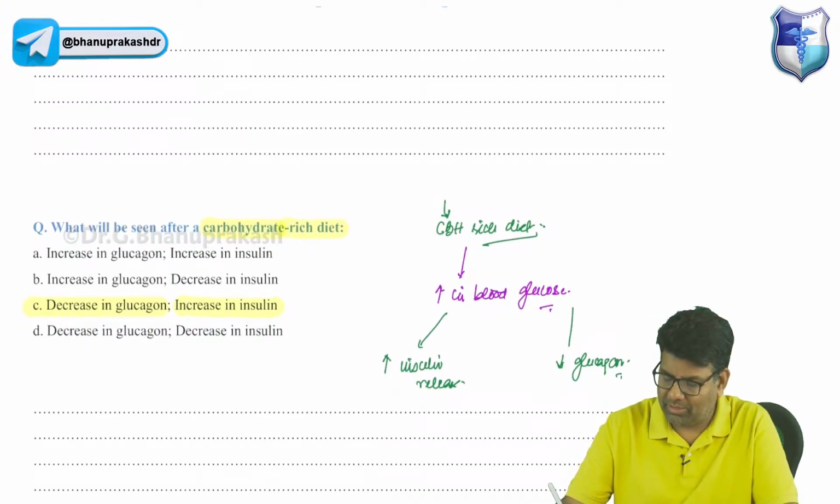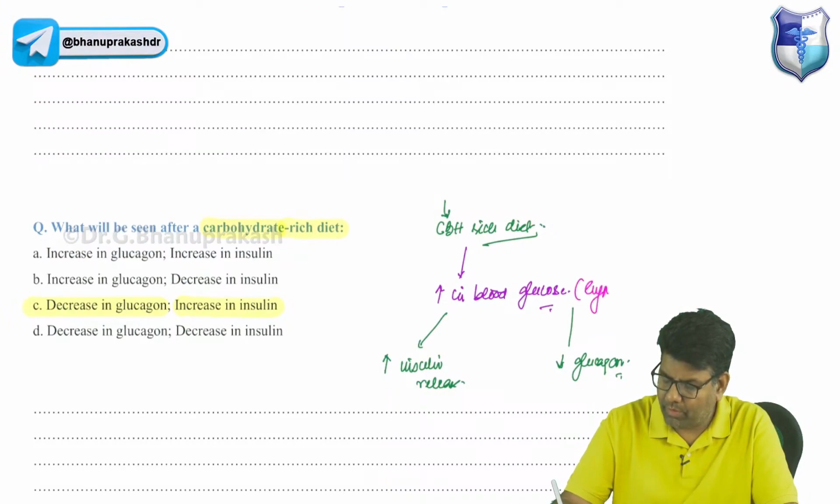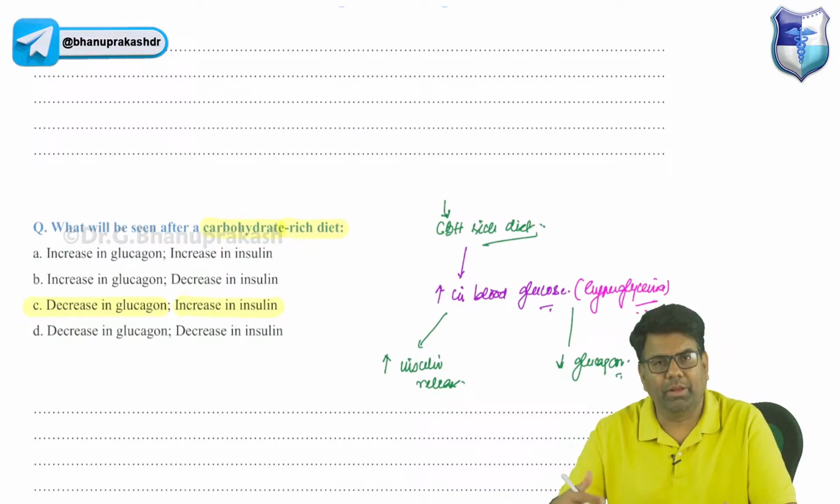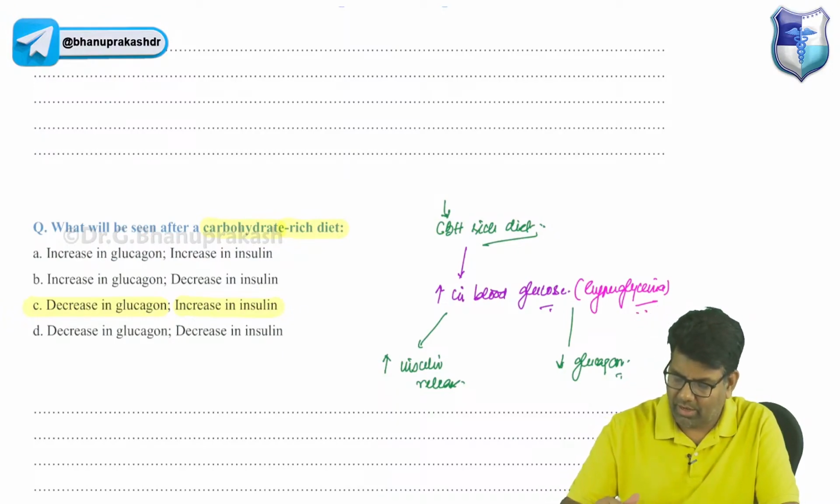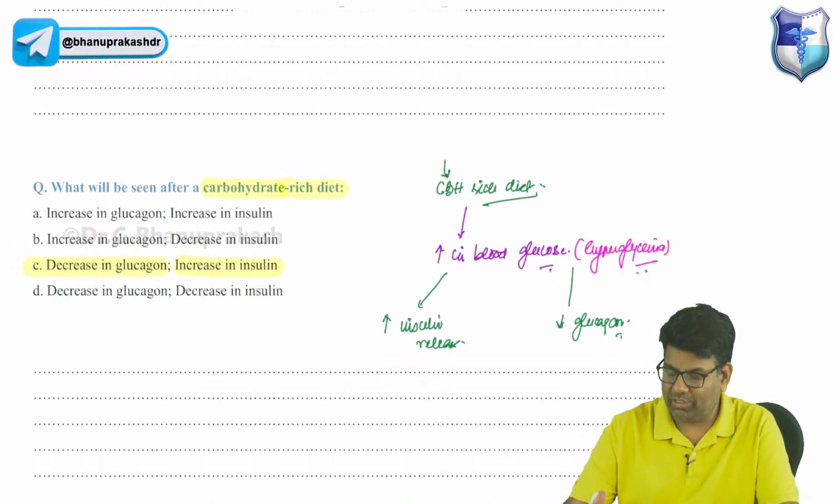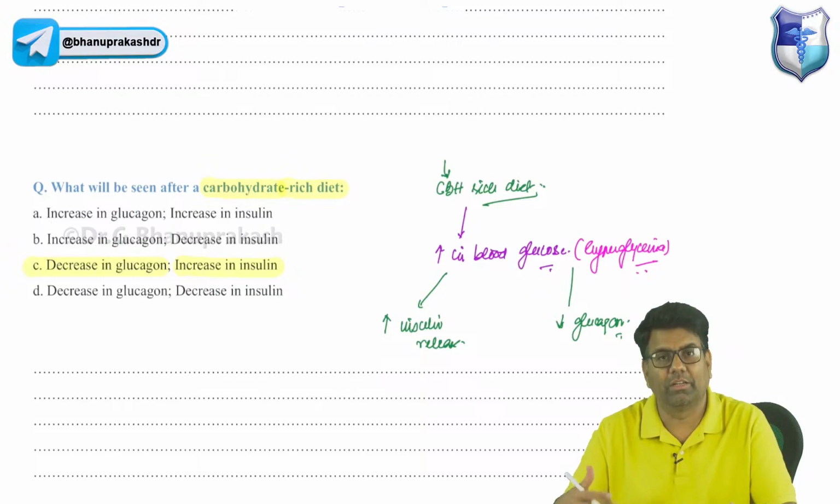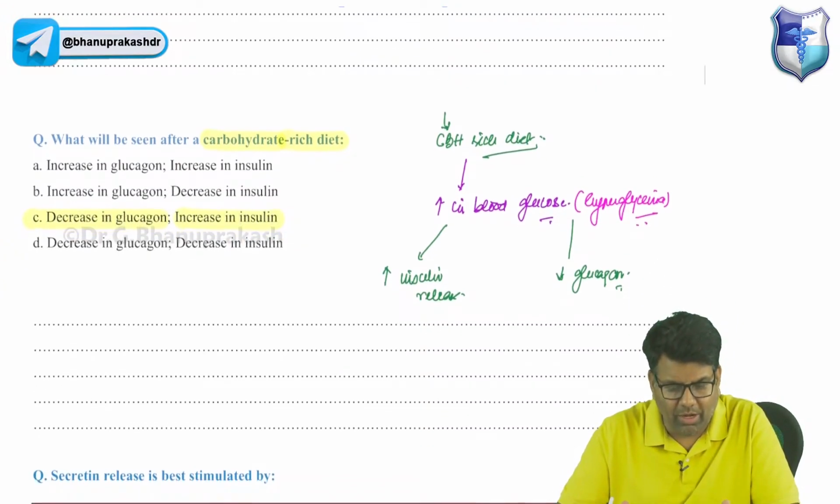So whenever there is a hyperglycemia kind of picture, insulin levels will be raised, glucagon levels will be low, and this will make sure that the blood glucose is within the normal range. It doesn't increase too much. So this is the usual hormonal response.